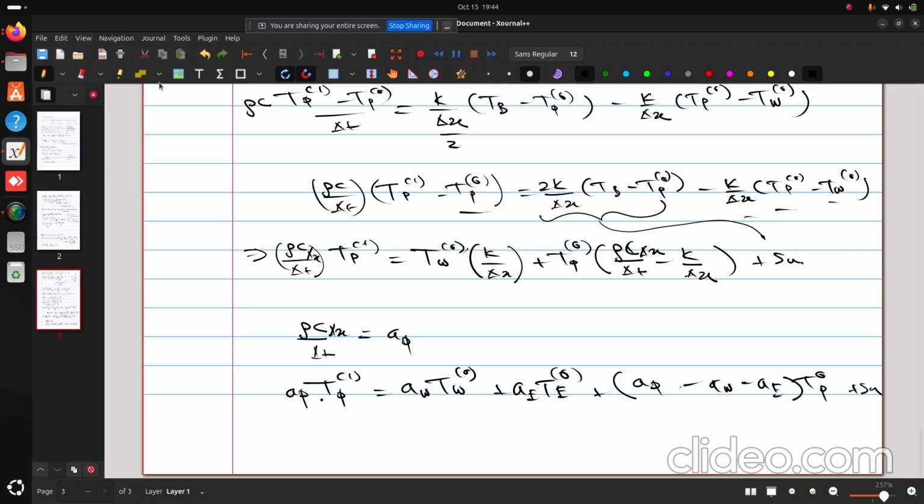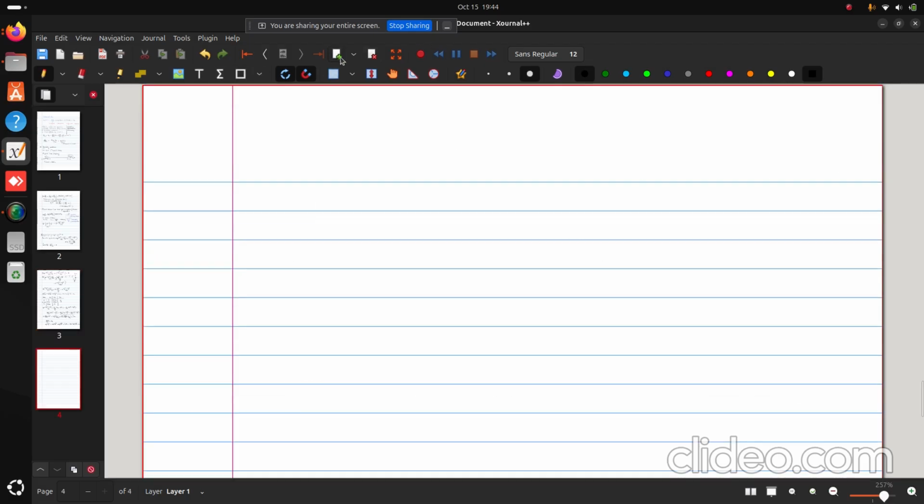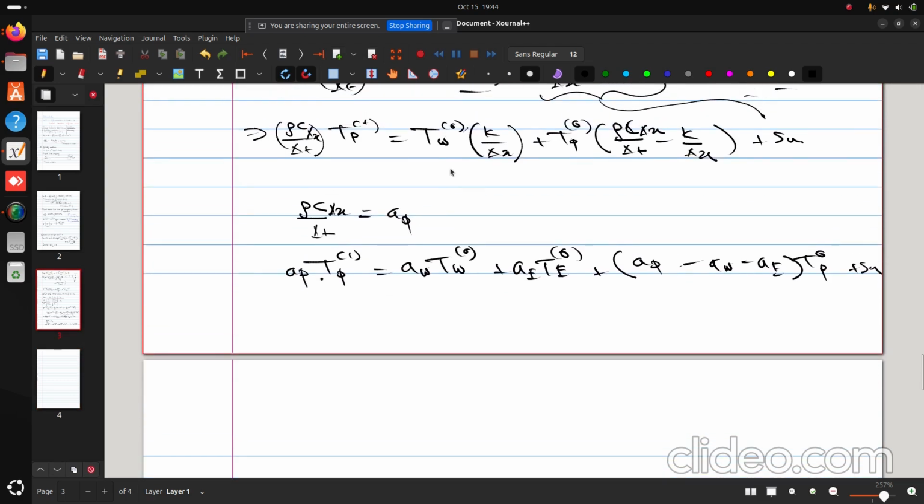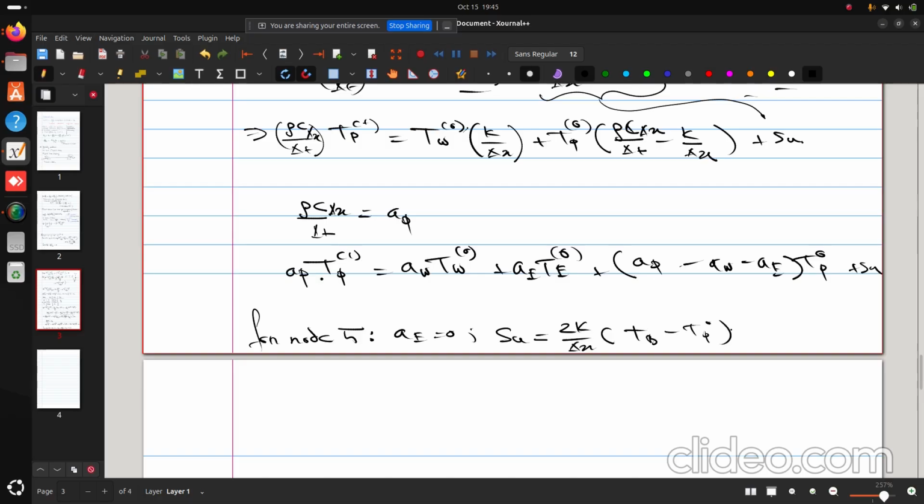Okay, so if we compare this form with the previous line, we can get that for node 5 we have A east is 0, and finally we have SU as 2k by delta x, TB minus TP naught.